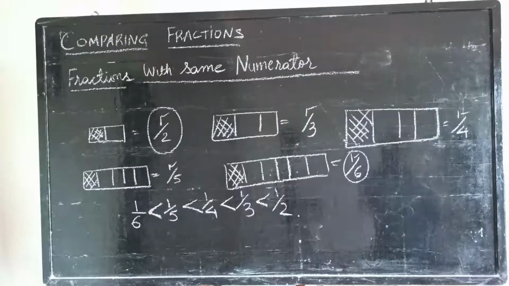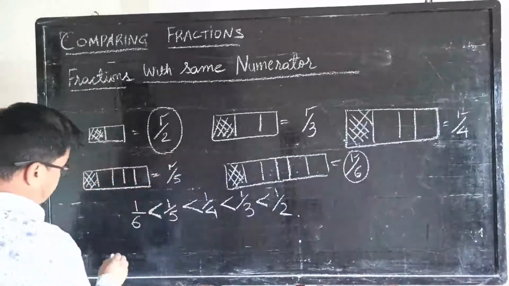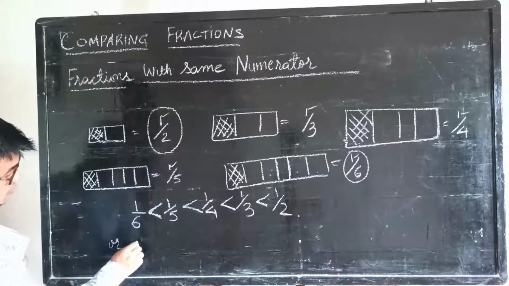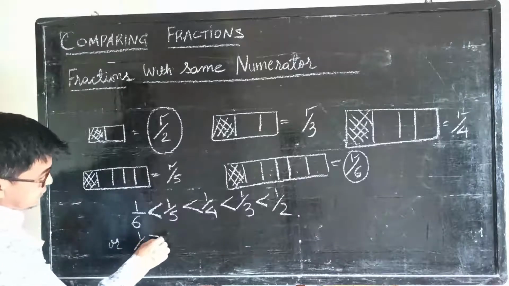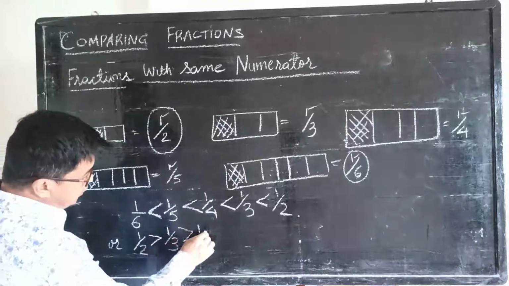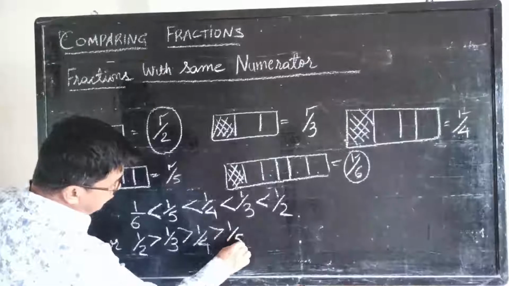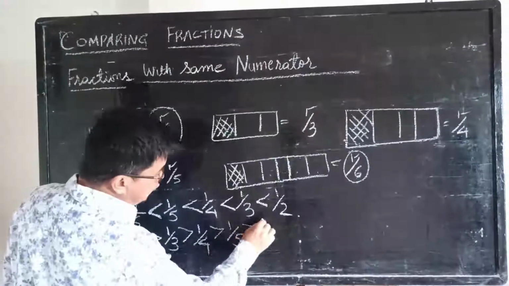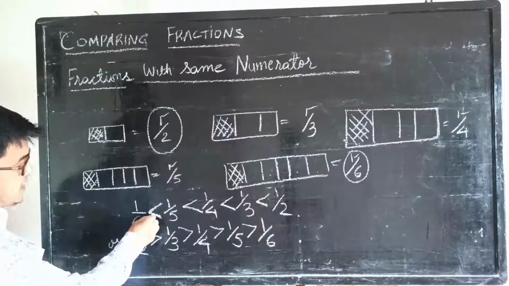Now this can be represented, or you can write this way, just opposite. 1 upon 2 is more than 1 upon 3. 1 upon 3 is more than 1 upon 4. 1 upon 4 is more than 1 upon 5. 1 upon 5 is more than 1 upon 6. This is the more than sign, and this is the less than sign.